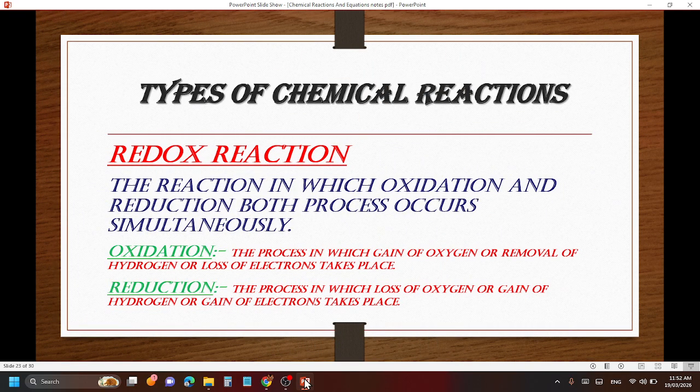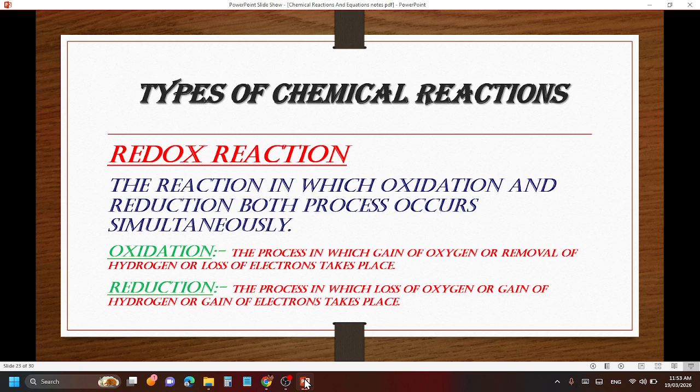Now we come to the last and the most important topic, redox reaction. What is a redox reaction? Simple. A reaction in which oxidation and reduction both processes occur simultaneously is called a redox reaction. What is oxidation? What is reduction? Simple. A process where oxygen is gained and hydrogen is removed is called oxidation.